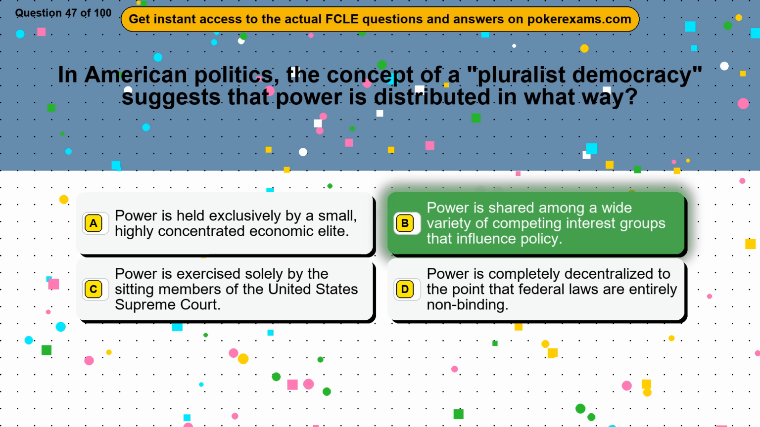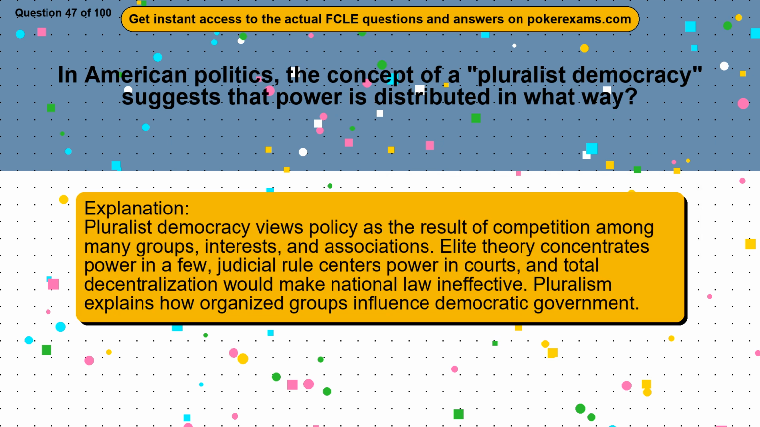The correct answer is option B, power is shared among a wide variety of competing interest groups that influence policy. Pluralist democracy views policy as the result of competition among many groups, interests, and associations. Elite theory concentrates power in a few, judicial rule centers power in courts, and total decentralization would make national law ineffective. Pluralism explains how organized groups influence democratic government.